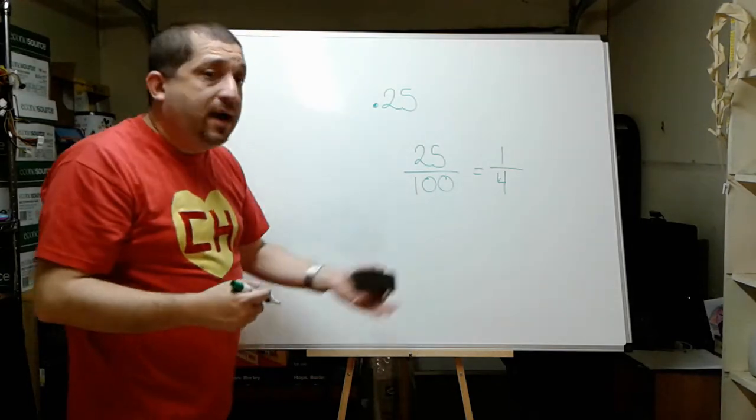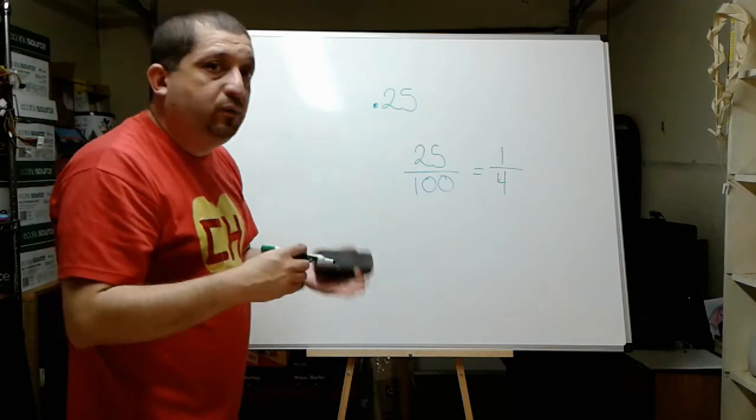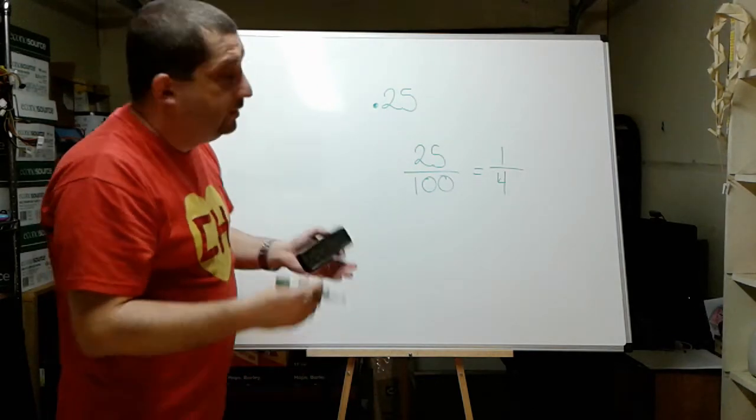Now, what if they give you a fraction, for example? What if they give you 1/4? And they want you to turn that back into a decimal or percentage for that matter? Very simple.